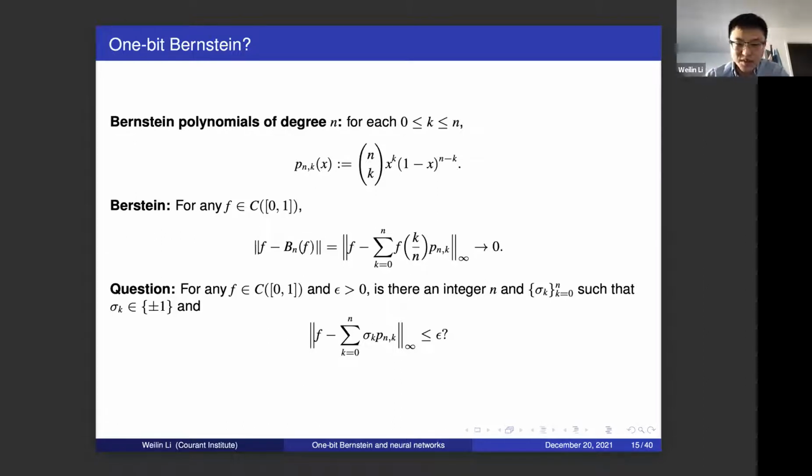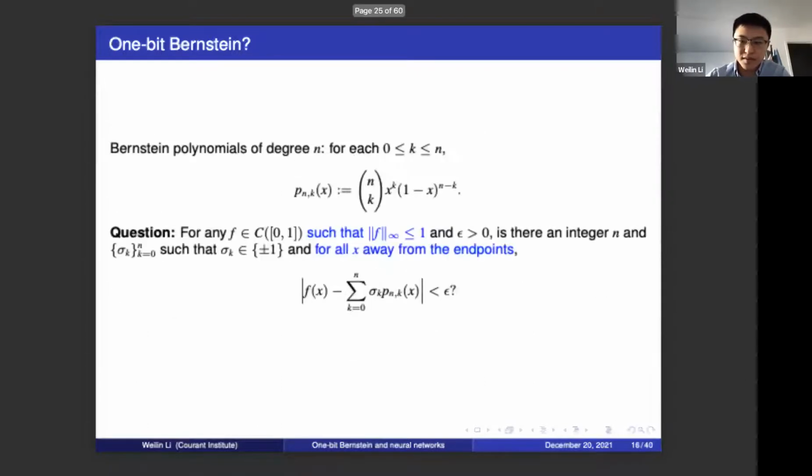The second issue has to do with the endpoints. Each of these Bernstein polynomials vanishes at the endpoints except for k equals 0 and k equals n. If we look at the sum, if the sigmas are plus or minus 1, then at the endpoints, the sum can only be plus or minus 1. So there's no hope of getting a uniform bound on the entire interval. You would either have to weaken the norm or weaken the way you measure the error, or you put more restrictions on f. We decide not to put more restrictions, so we just weaken the error.